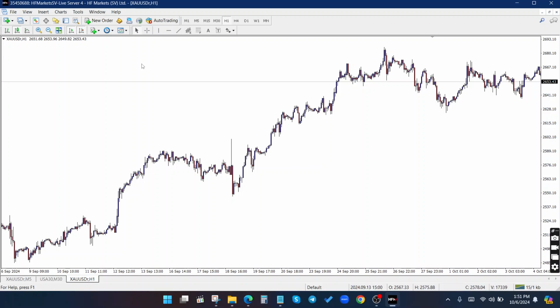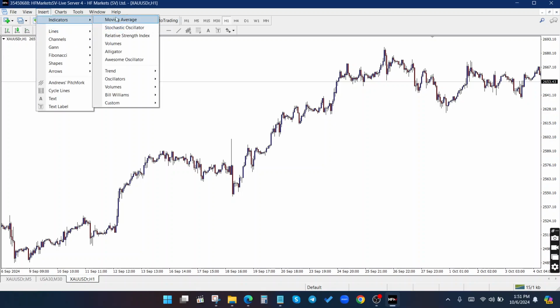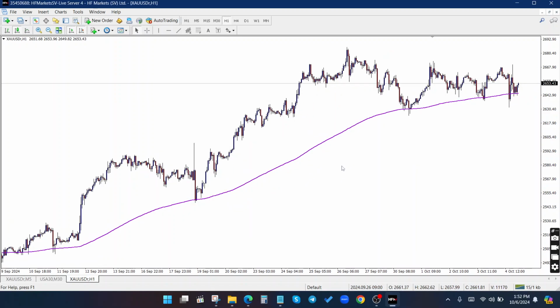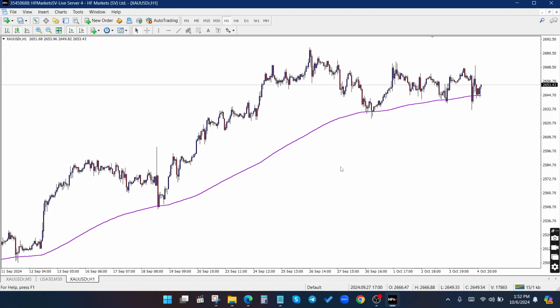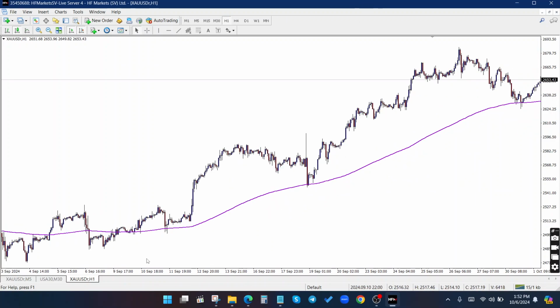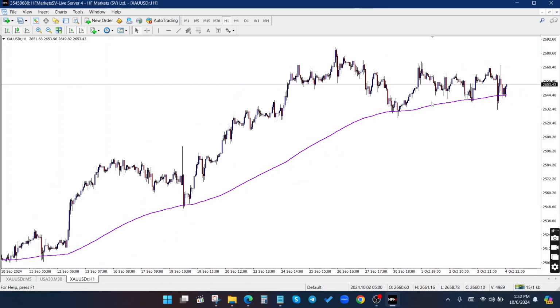So now in this video, we're going to start by setting up our 200 EMA. The period is going to be 200, method exponential, and then this is it. As with all moving averages, when the price of the asset is trading above the 200 EMA, it indicates a bullish trend. As we can see, right from this place all the way up, it has been a bullish trade all the way up.